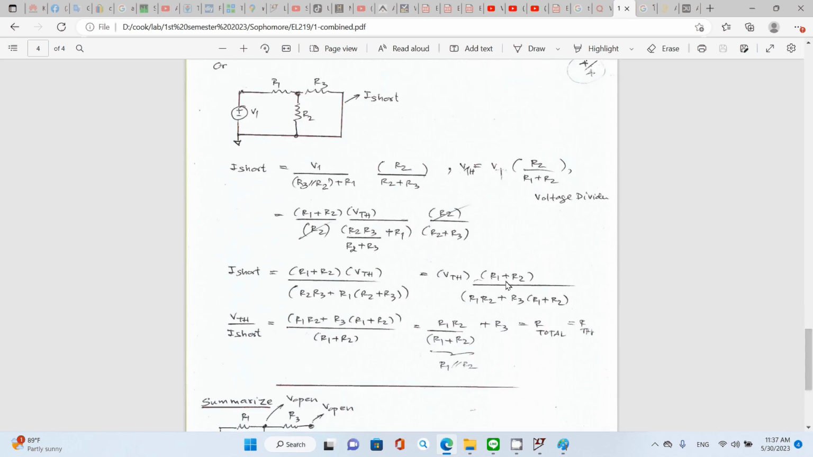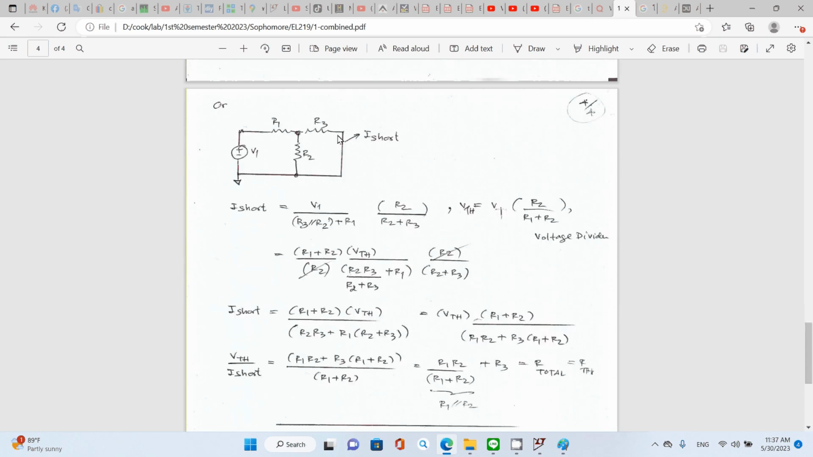Okay, let's start. Your I short means you short your load, so you have no load, or the load resistance becomes what? Zero, right? Because you short circuit. And then you can find I short by calculation. That simply becomes: you do the R total first. Your R total is R3 in parallel with R2 and in series with R1, right?